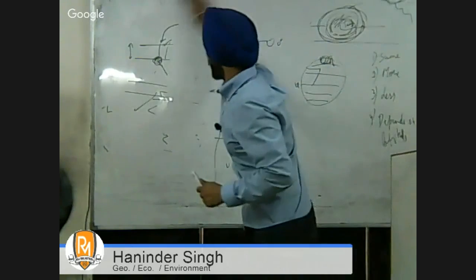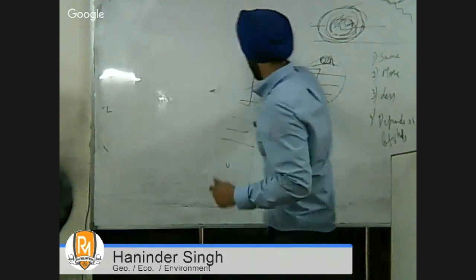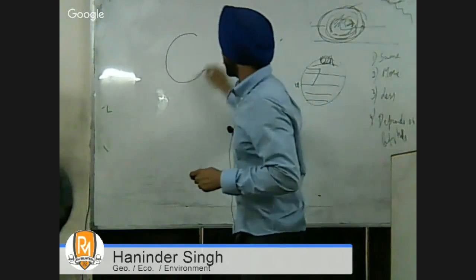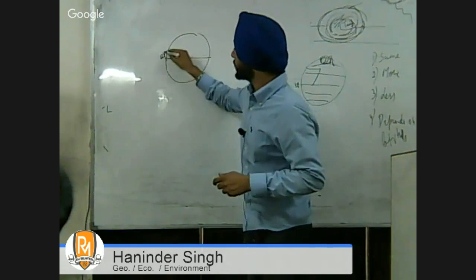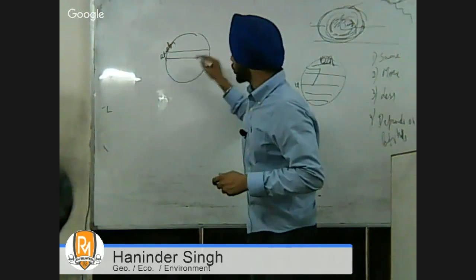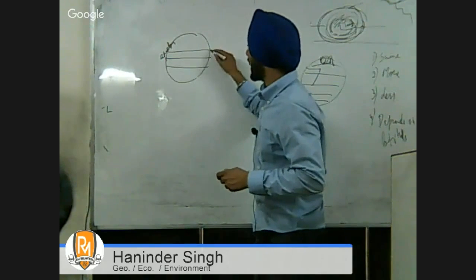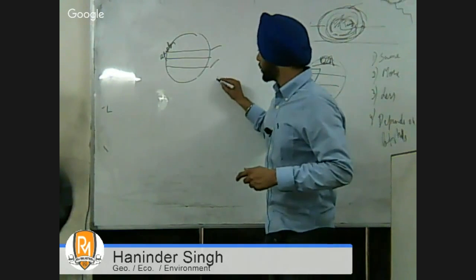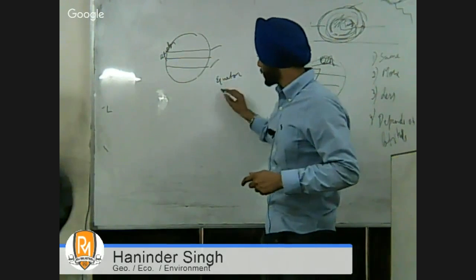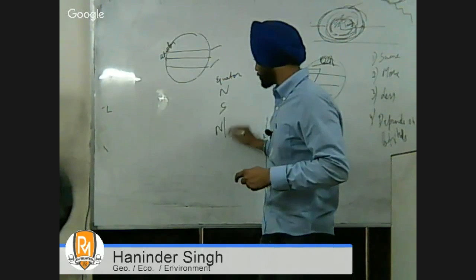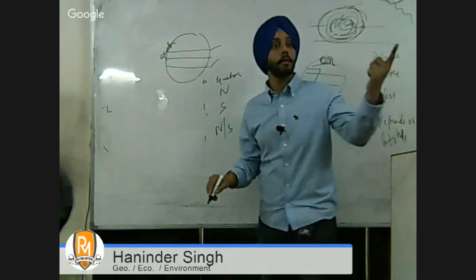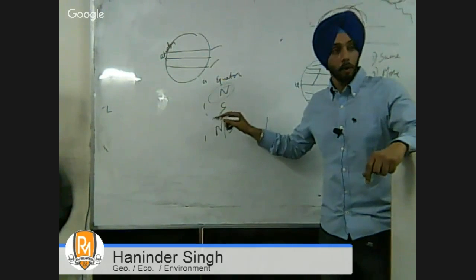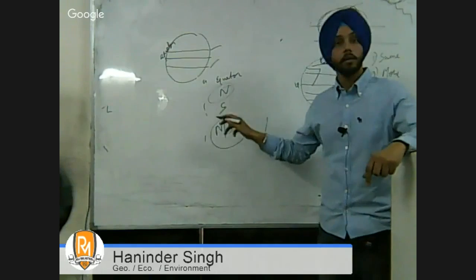Where do we see highest temperature in ocean waters? Say at equator, at north of it, at south of it, at north and south of it. What are the options? Equator, north of it, south of it, north and south of it. A, B, C, D.